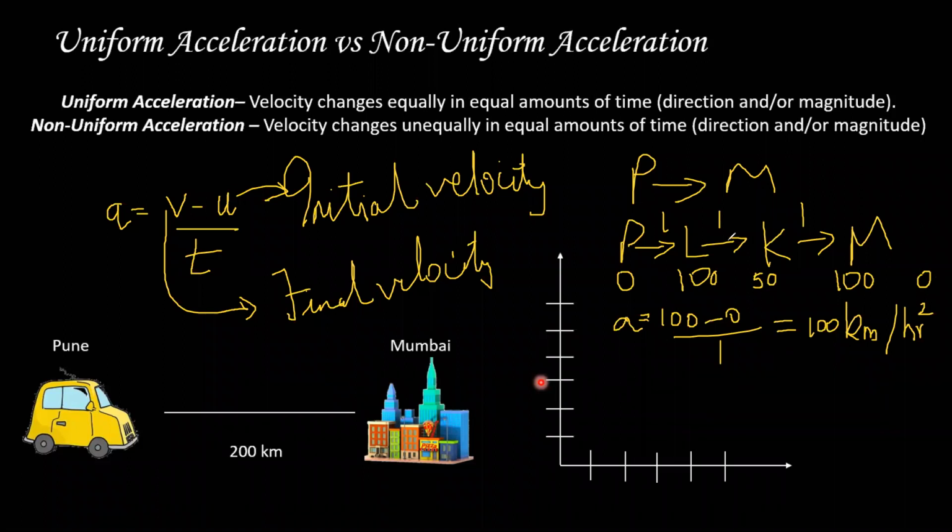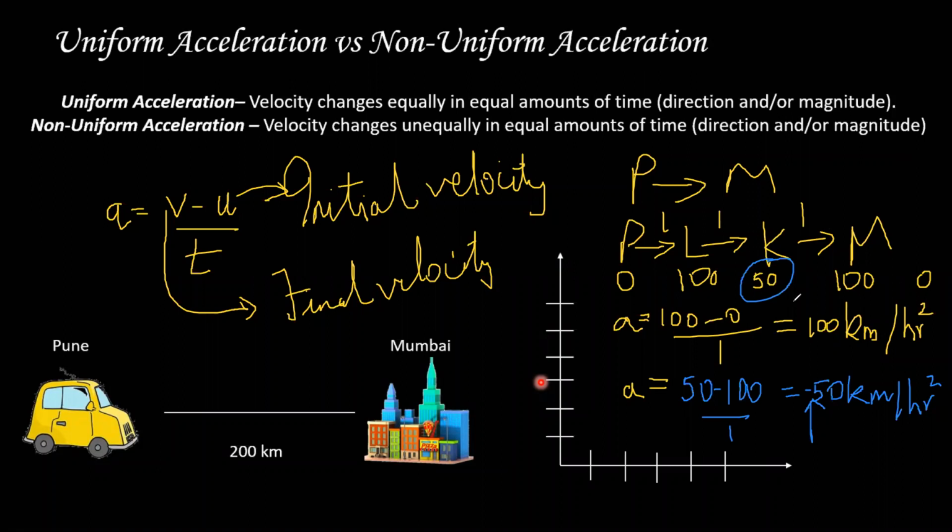Then let's say from Lonavala to Khopoli, my speed again will be... folks, tell me now what it will be. What is my final velocity in this case over here? 50. Yeah, exactly. 50 minus 100 upon 1 hour. So it will be minus 50 kilometers per hour square. So folks, when I say minus 50 over here, it means that I am decelerating. My speed is decreasing.